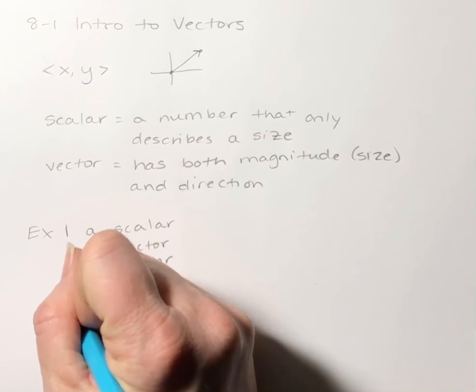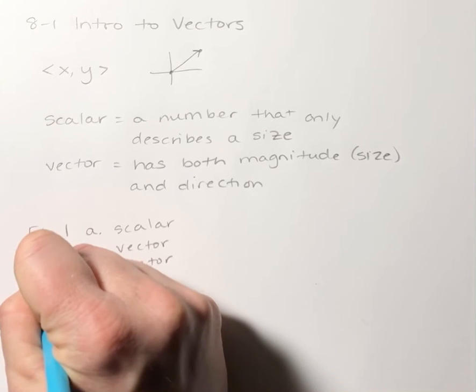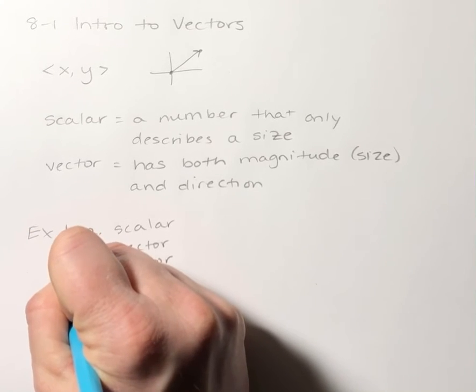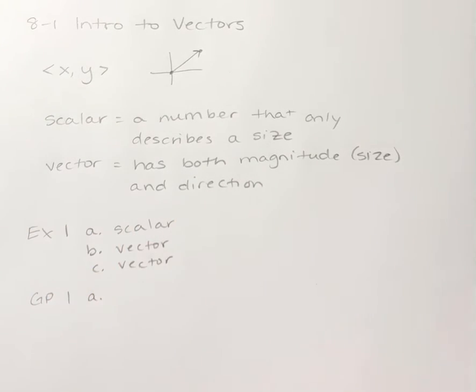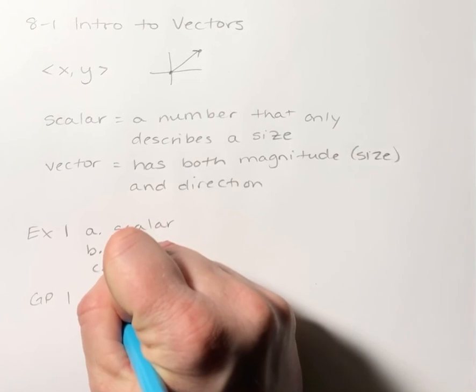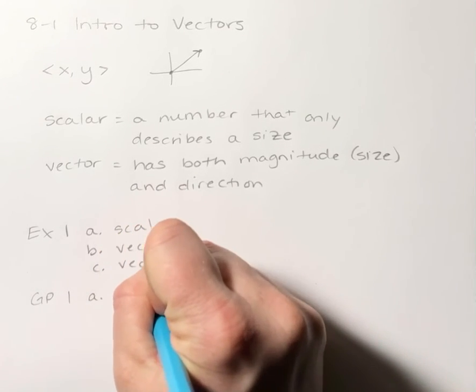So then if we look at the guided practice, we'll do a few more of these. And then, so guided practice 1A, a car traveling 60 miles per hour, 15 degrees east of south. So you've got both magnitude, 60 miles per hour, and then direction, 15 degrees east of south. So this is a vector.